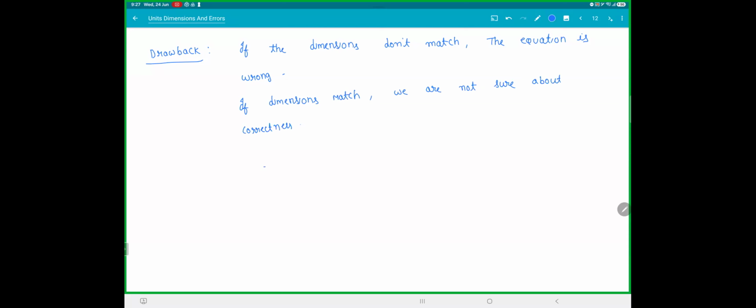Example, if I say S is equal to UT plus 1000 AT square. Now look at this, 1000 is a number, right? Dimensions are matching. But this equation is a blunder. We know it is half AT square.